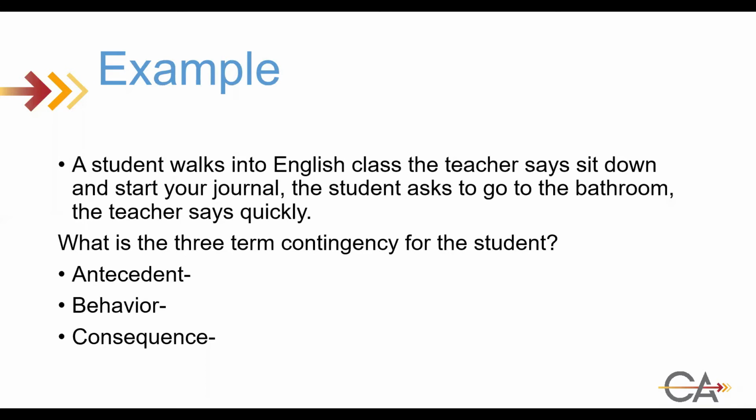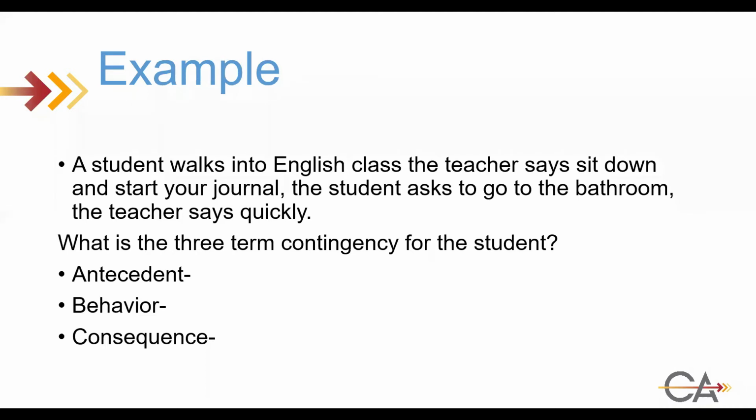So let's say a student walks into English class and the teacher says, sit down and start your journal. The student asks to go to the bathroom and the teacher says, quickly. I was a teacher for a while. This is a very, very common interaction with a student. So what is the three-term contingency for the student in this situation?